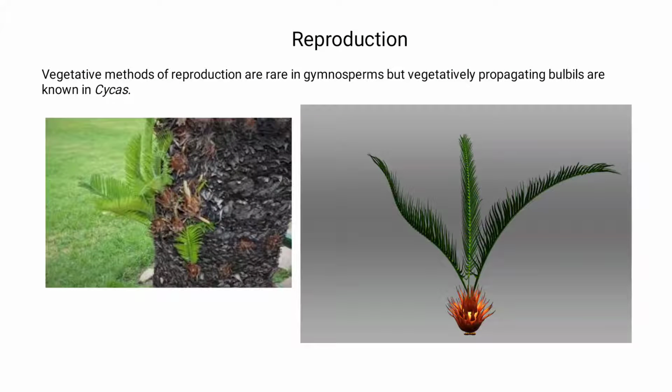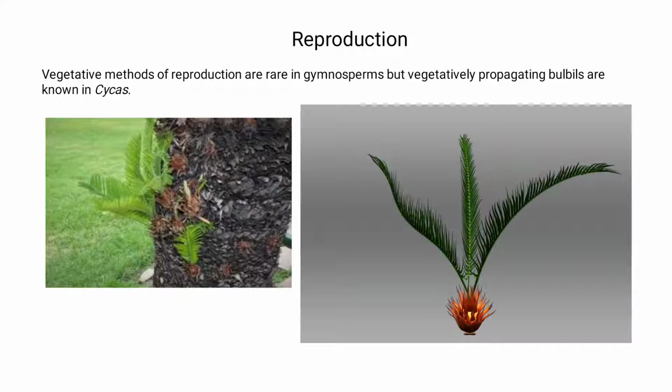Next, coming to the reproduction in case of gymnosperms. Usually in case of the lower group of plants, particularly cryptogams, in algae, fungi, bryophytes and pteridophytes, you will find three types of reproduction systems.